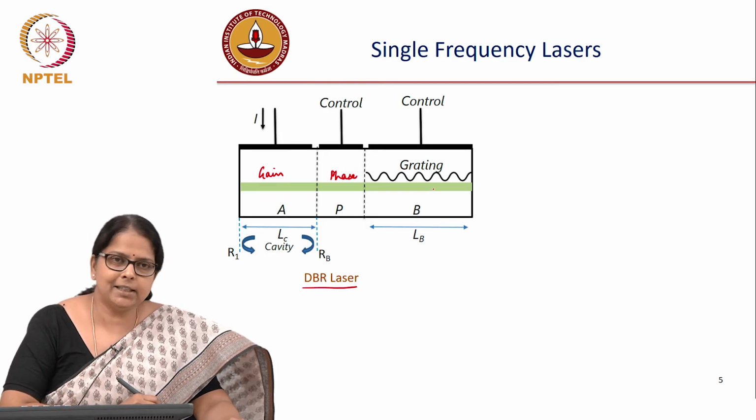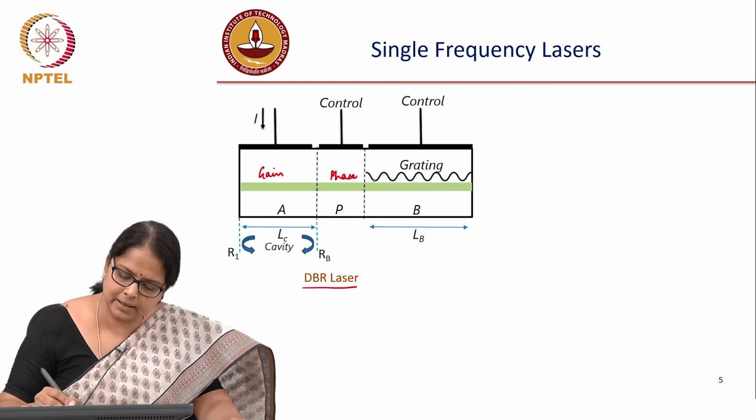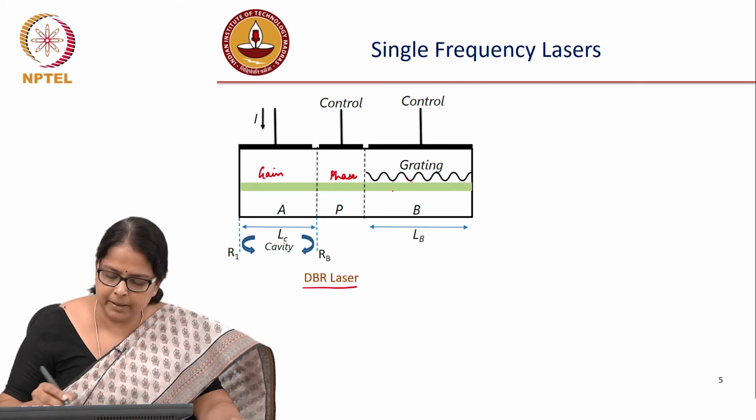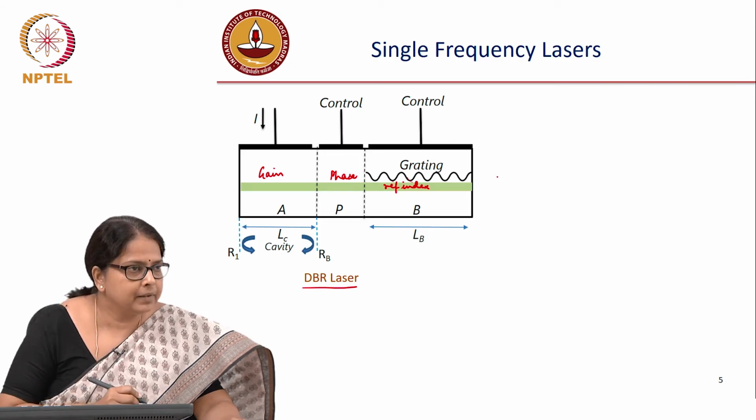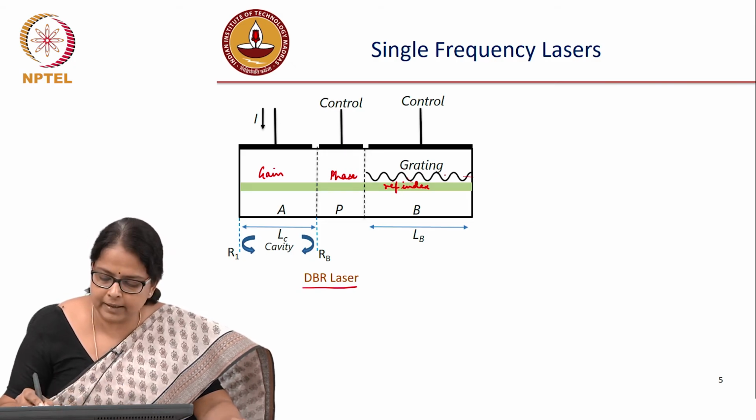Now, what is this grating section? What does a grating do? Grating means it is periodic. What is shown as an oscillation here is a periodic change in the refractive index. The refractive index in this section changes like this. So, when you have a refractive index change like this, what we have made is what is called a Bragg reflector.